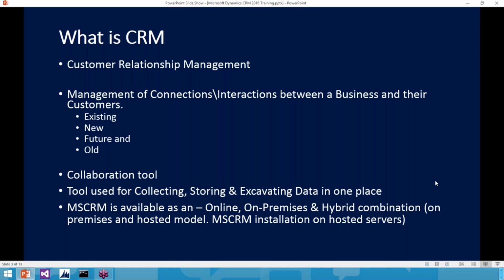So online is completely on Microsoft. They will take care of all the hosting and everything. You just don't have to worry about anything. You just have to pay them monthly licenses or yearly licenses, and that's it. On premises, everything will be located within your company, within your IT, within your hosted servers. You have to take care of everything, right from installation to building up the CRM. Hybrid, it's a mix match.